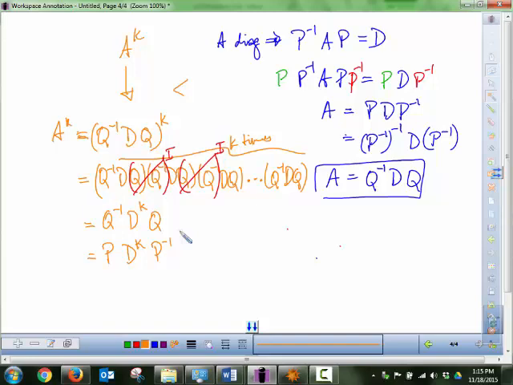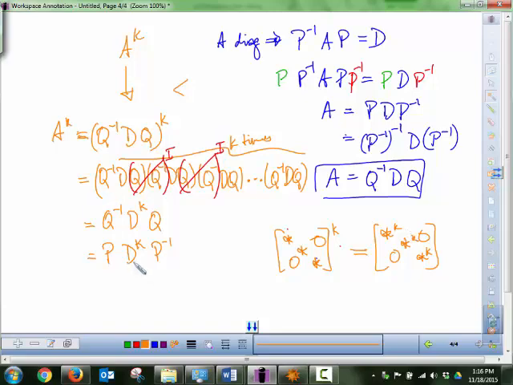So it's a big deal. If you have a diagonal matrix, raise it to the K power. Did we talk about a diagonal matrix raised to a power? It turns out that it's just each of those diagonals raised to the K power. So that really makes this nice and handy.